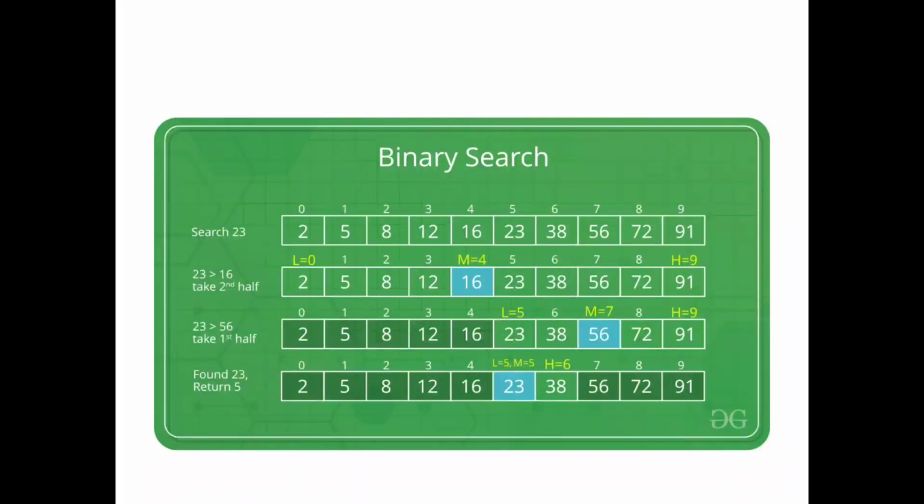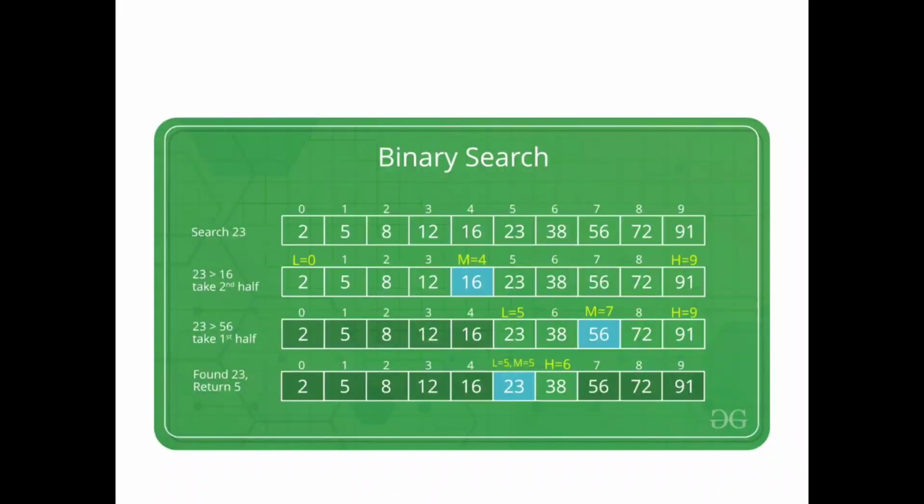The diagrammatic representation: the list of elements we have passed is 10 elements. You can see here, 0th index is 2, then 1, 2, 3, 4 and so on. We are passing the elements 2, 5, 8, 12, 16, 23, 38, 56, 72 and 91.